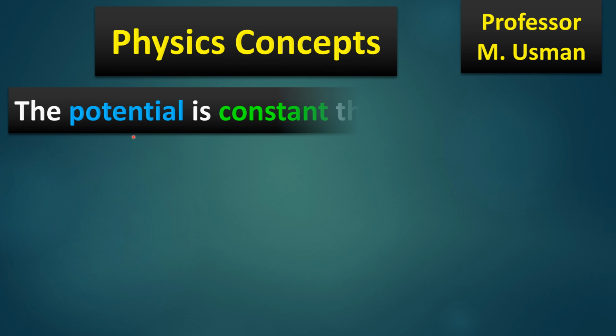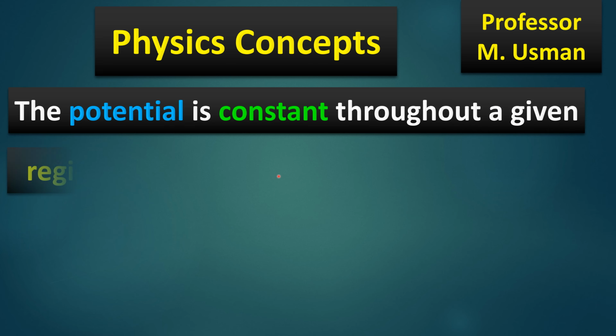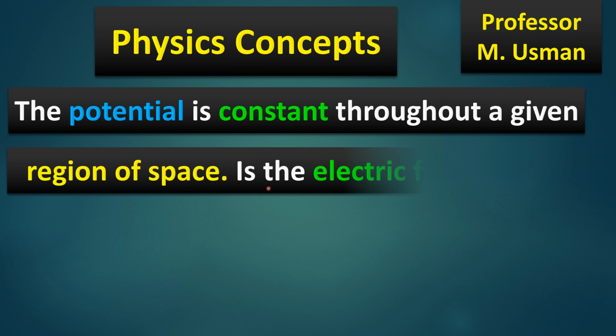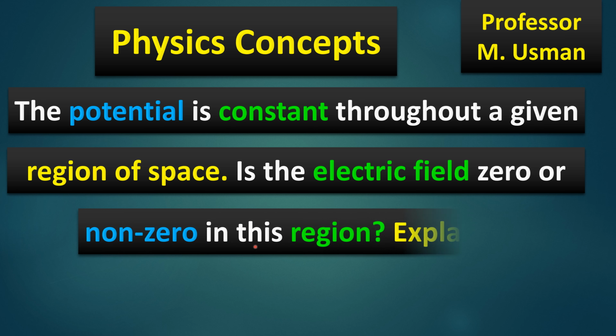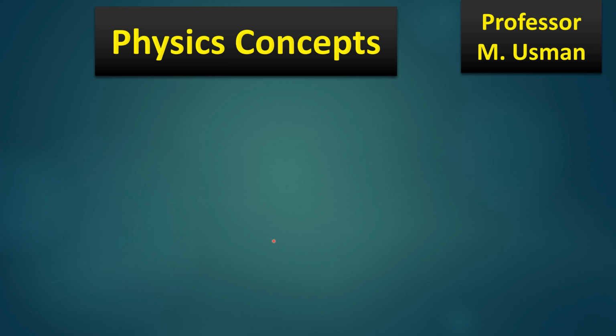The potential is constant throughout a given region of space. Is the electric field zero or non-zero in this region? Explain. Here it is given that the potential is constant. So from this given data that the potential is constant, we have to find whether the electric field is zero or non-zero in the region where potential is constant.